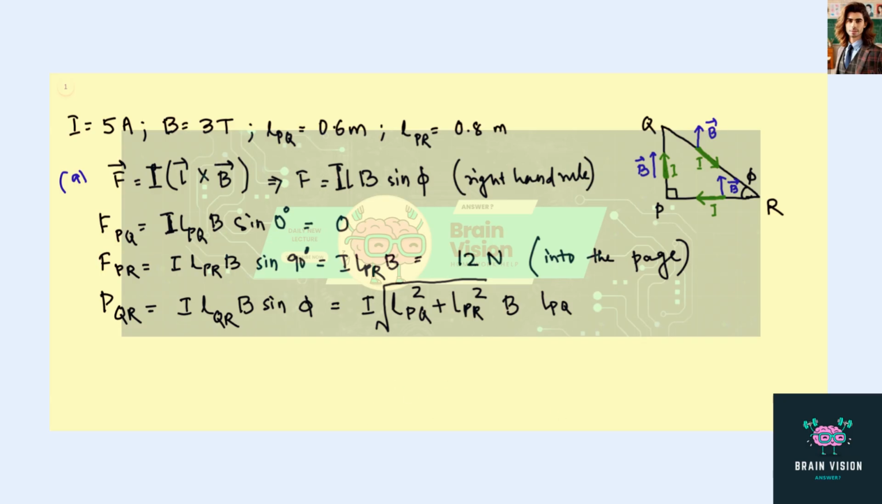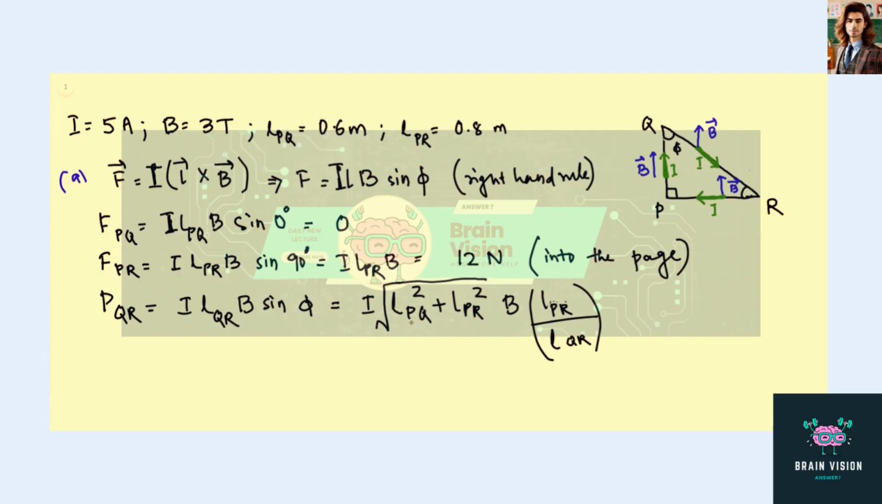Oh, okay, I think, let's check this value of phi again. This is not the angle between I and B. This is the angle, so this is the phi that we need. That is equal to L_PR over L_QR. So I'll just write that: L_PR over L_QR.